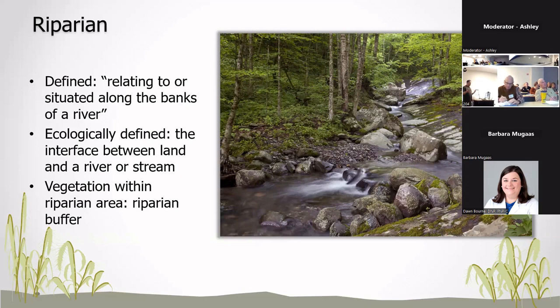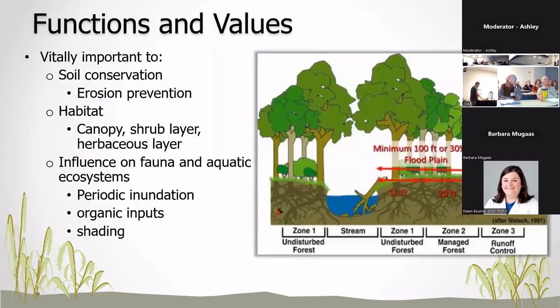And why is it important? Well, first, let's really think about it. It's an ecologically defined interface, and it is an interface. It is that space between what's going on in the upland and the body of water. So there's stuff going on in between there, and a lot of that is very critical to water health. And that's why we're really interested in it. And again, it's all about vegetation. So we're going to talk about the importance of having a healthy riparian buffer.